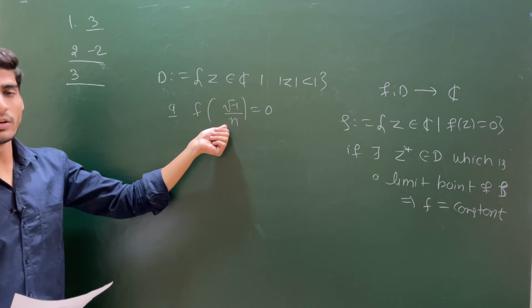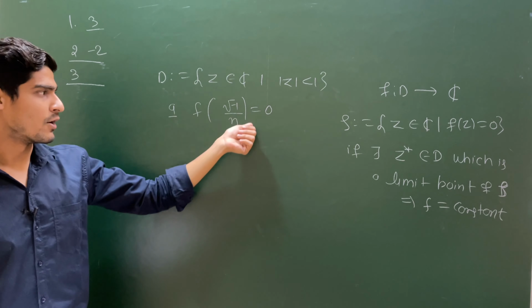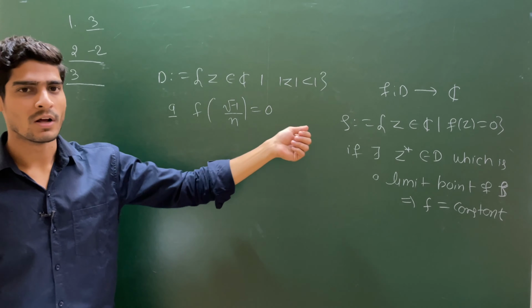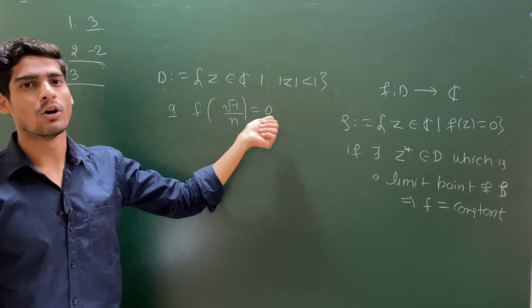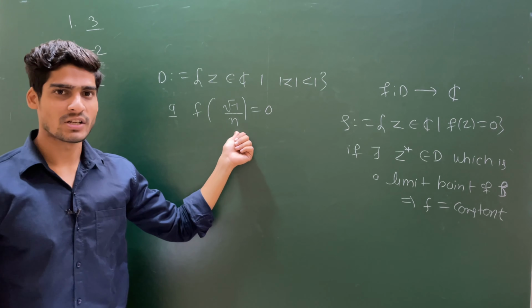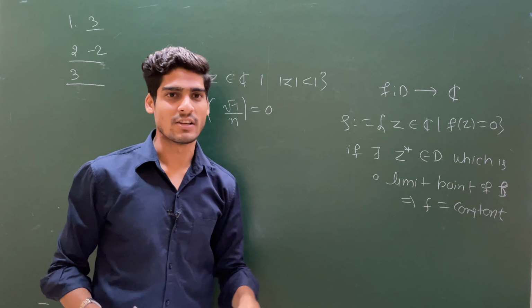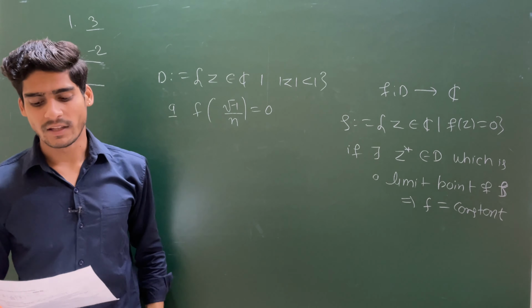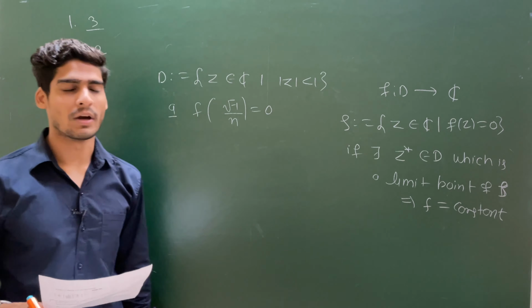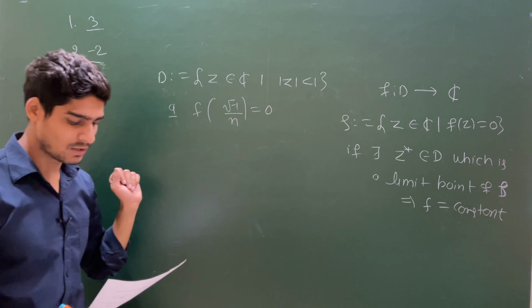What is the limit point of the zeros of this? Because if you find the zeros, your zeros are iota by n. That is iota by 2, iota by 3, iota by 4. So as n tends to infinity, this converges to 0. So 0 is the limit point of the set S for this function. But 0 is already inside this D. Then this will imply your f has to be constant. They are asking, there exists a non-constant analytic function. You cannot give me an analytic function which is non-constant. So A is not possible.